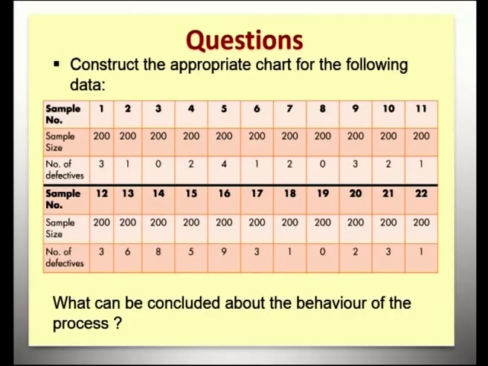The following question may be posed: construct the appropriate chart for the following data. Sample numbers are given from 1 to 22 and each sample consists of 200 items. The number of defectives out of 200 items is 3, 1, 0 respectively, starting, and 2, 3, 1 respectively at the end. What can be concluded about the behavior of the process? That is, whether the process can be considered as statistically in control or not has to be determined here.